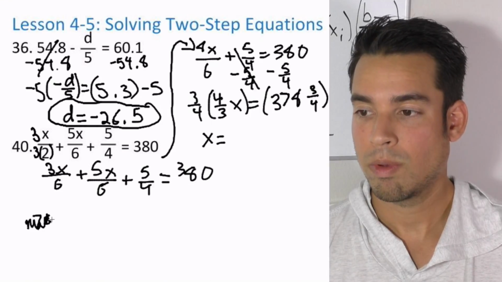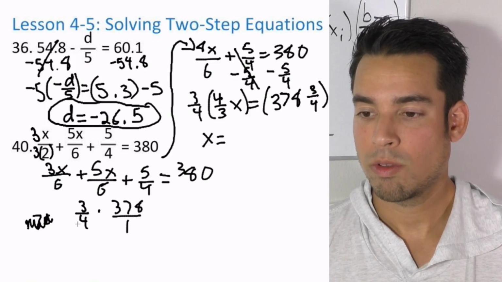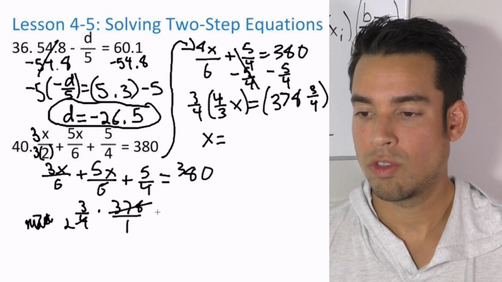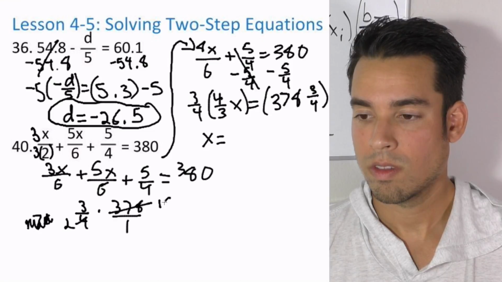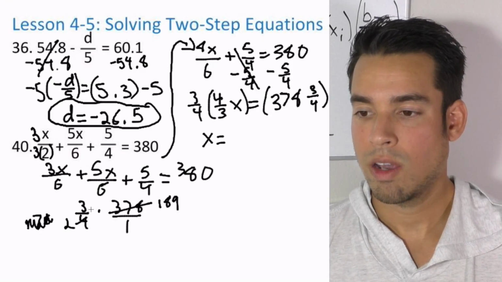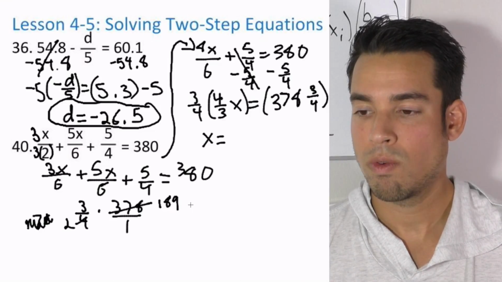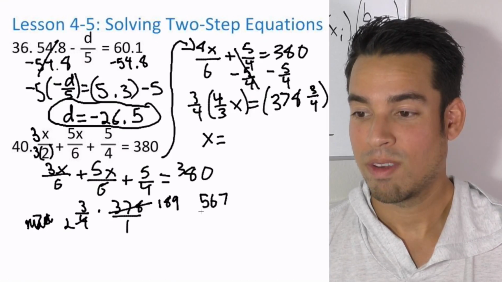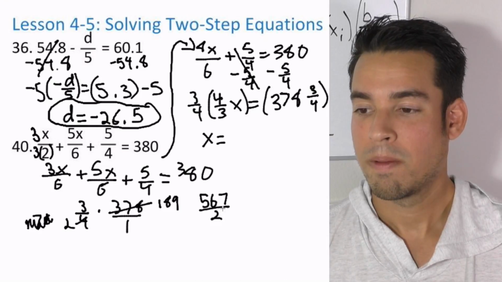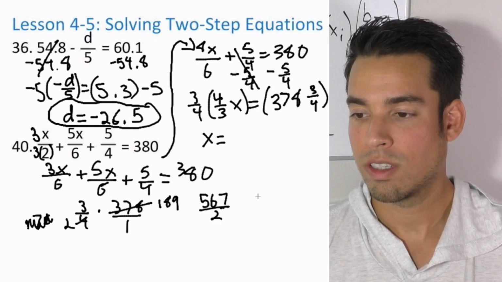Actually, no. That's a better way. Let's do it just the old-fashioned way. 3/4 times 378 over 1. We divide both by 2. That is 189. All right, so now we go ahead and we multiply across. We get 540 plus 27.5. This is a terrible problem. 567 over 2. And then we also have that 3/4, which is times 3/4, which gives us 9/16.